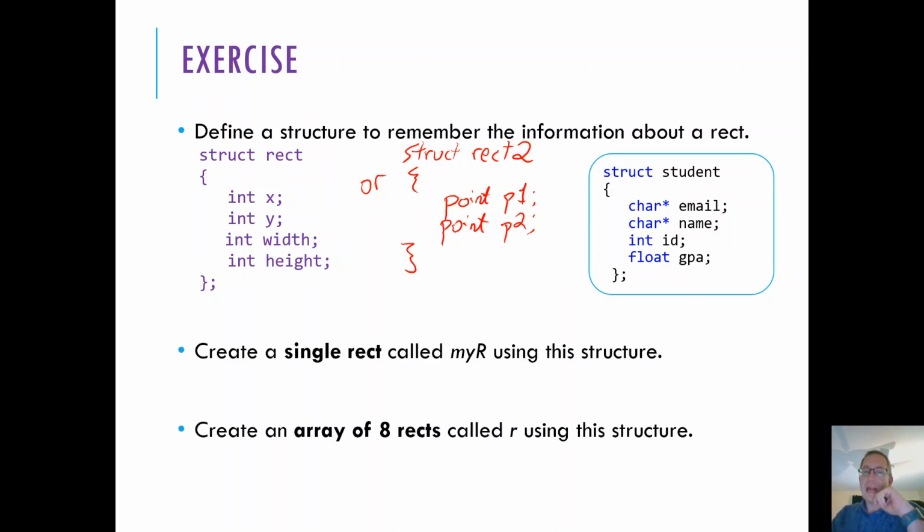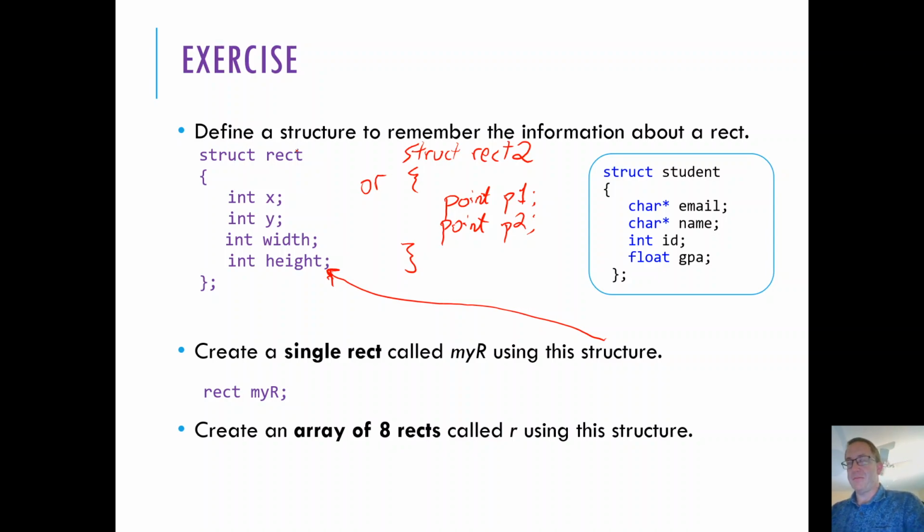So let's create a single rectangle using this structure here. This one right here. So how would I make an instance of a rectangle? So my R. Well, it's going to be rect my R. That's it. It's not going to set the values for me, but I'm going to have an X and a Y, a width and height. And they're just going to be whatever the default values are.